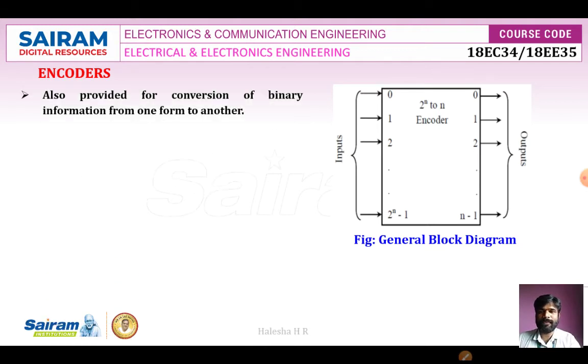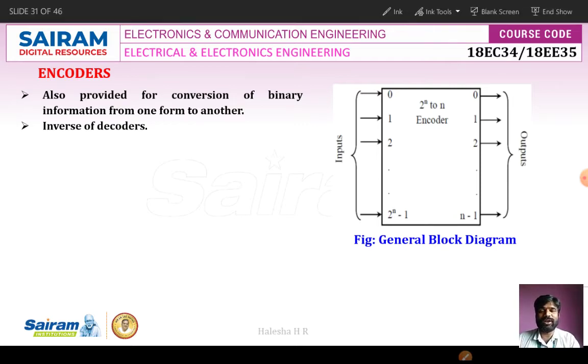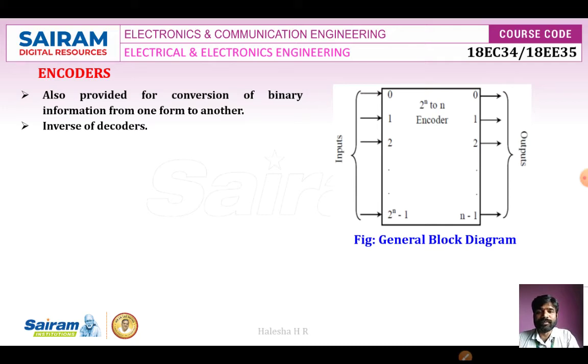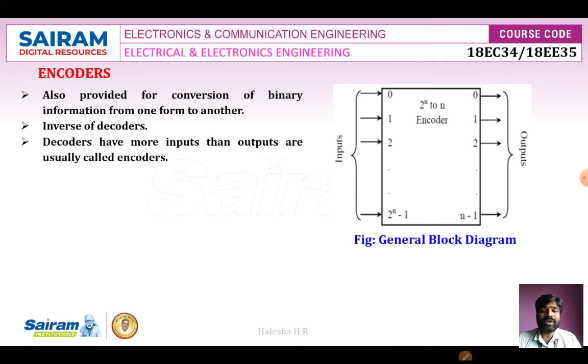It is also provided for conversion of binary information from one form to another form. Encoders are the inverse of decoders. Decoders have more outputs than inputs. If it has more inputs and fewer outputs, then we call it an encoder. So the simplest encoder is the 2 to the power n to n line encoder.